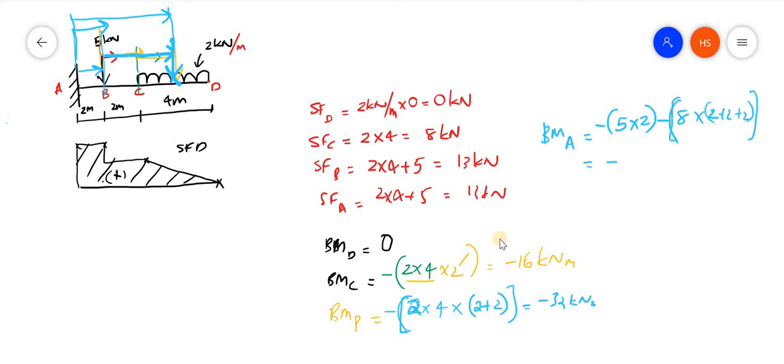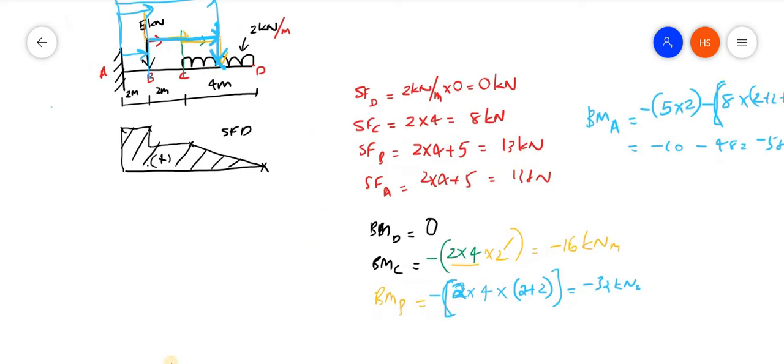Here we will be getting minus 10 minus 8 into 6, that is 48. So we will be getting minus 58 kilonewton meter. So this will be the bending moment. If I am drawing the bending moment diagram, I can draw it like this.